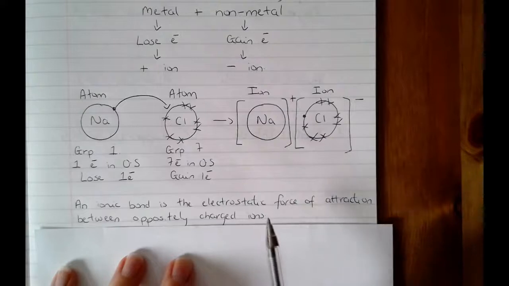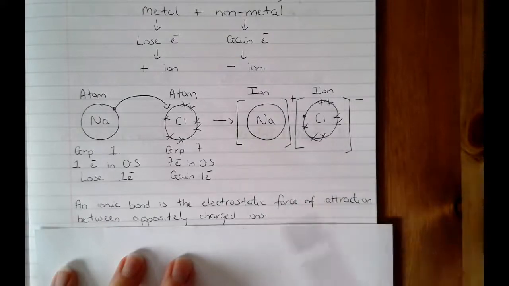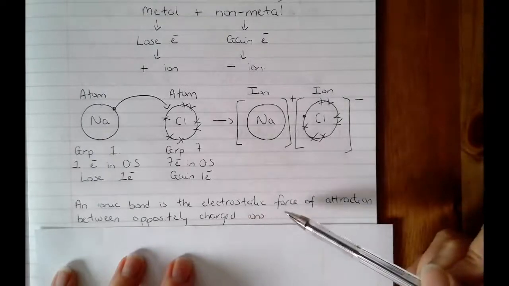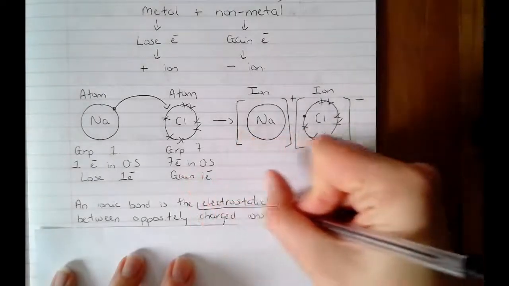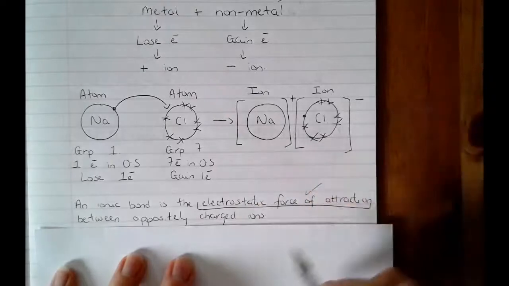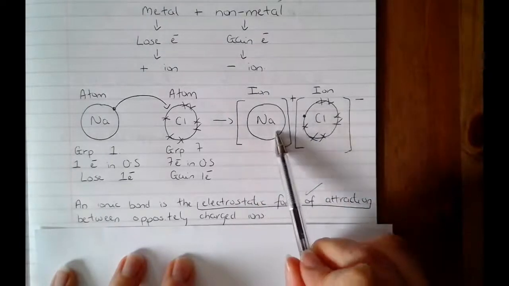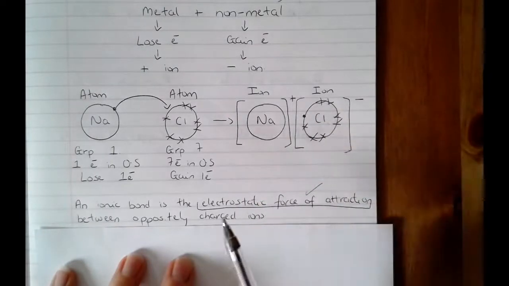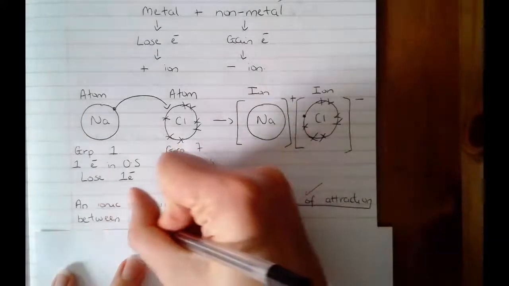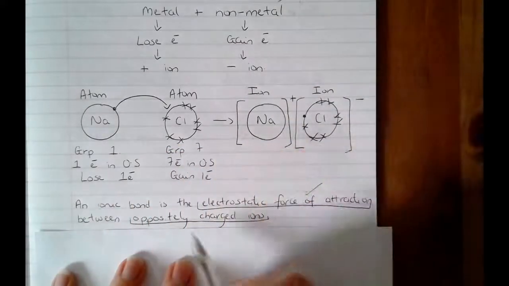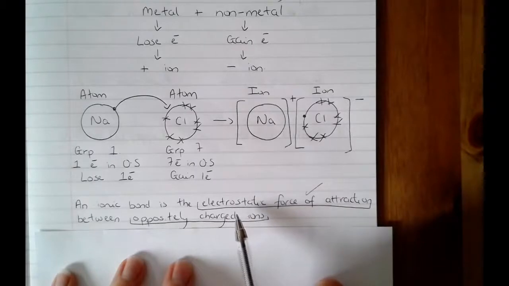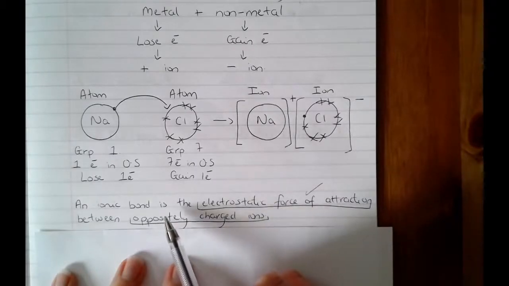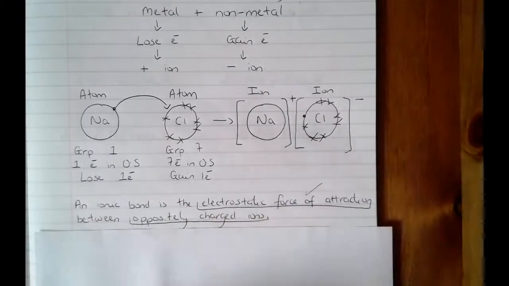If you're asked what an ionic bond is, you will not get any marks for saying the bond between a metal and a non-metal. You must use this definition. You get 1 mark for saying the electrostatic force of attraction, which is the attraction between something positive and something negative. And then you need to specify that you have got oppositely charged ions. Again, opposite charges attract, so it's important that you specify that they are oppositely charged.